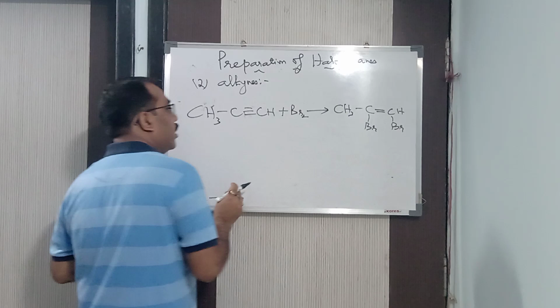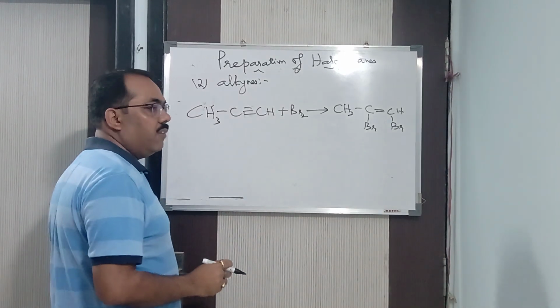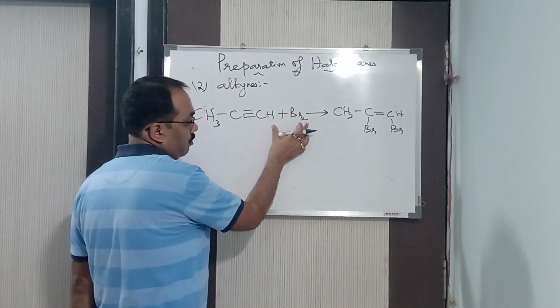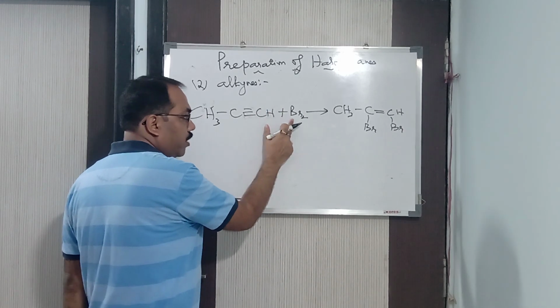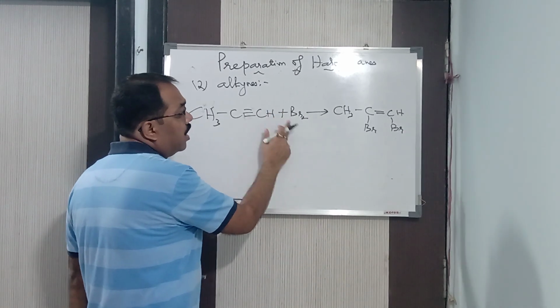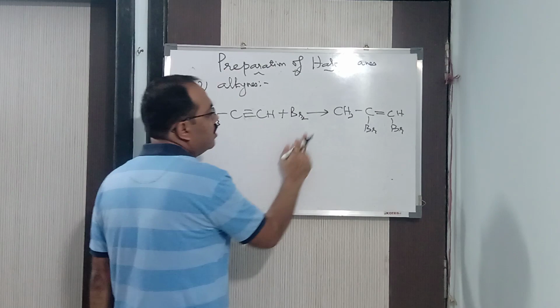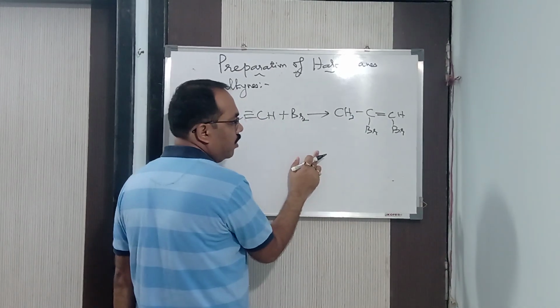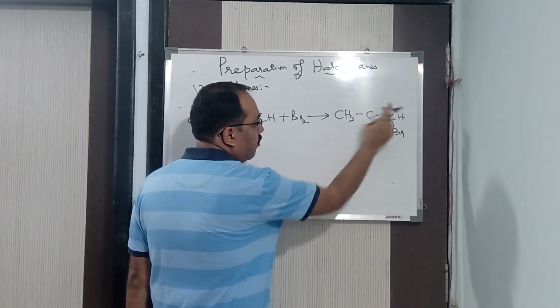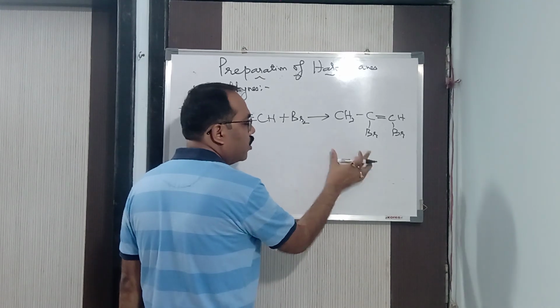Now here I will give you some information. Listen carefully: if you take liquid bromine, then you will get a tetrabromo derivative. Tetrabromo means one more step of the reaction takes place. Here one bromine is added, here one bromine is added. You will get a tetrabromo derivative.